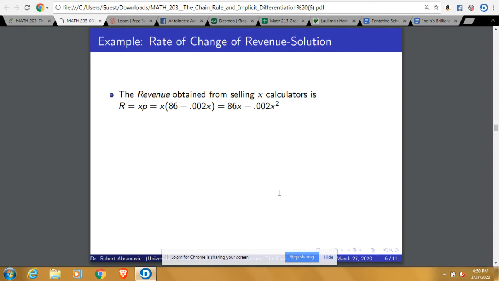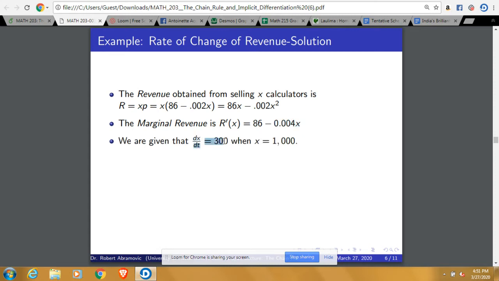Now, the revenue obtained from selling x calculators is just x, the number of calculators manufactured, times the price per calculator. x times 86 minus 0.002x, that's the same as 86x minus 0.002x squared. The marginal revenue is its derivative. Its derivative is 86 minus 0.004 times x. We're given that the derivative of the number of calculators manufactured is 300. That is the rate at which the number of calculators is being produced per day, 300, after 1,000 calculators have been manufactured.